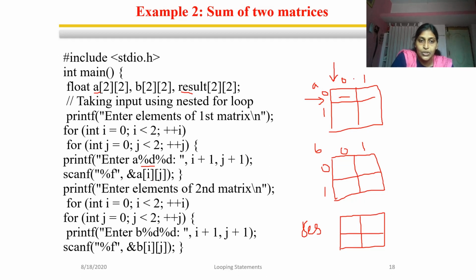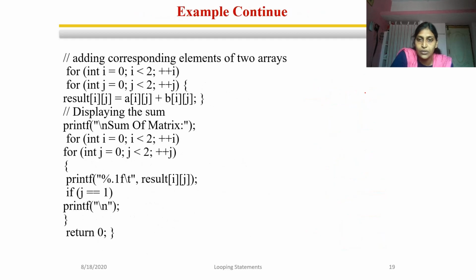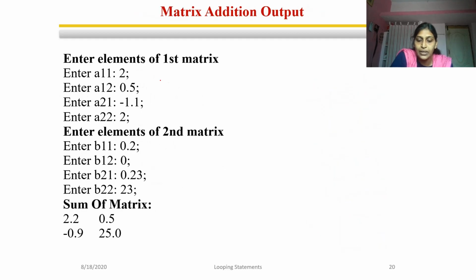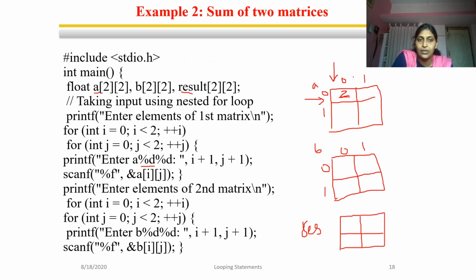Then that 2 will be stored in this i and j. i and j means 0 and 0 here. It will print 2. Then the j value will increment. So in the 0th row, j is equal to 1. So 0, 1 here. The second value which I have typed is 0.5. The first row, second column, 0.5 I typed. So here it is 0.5.